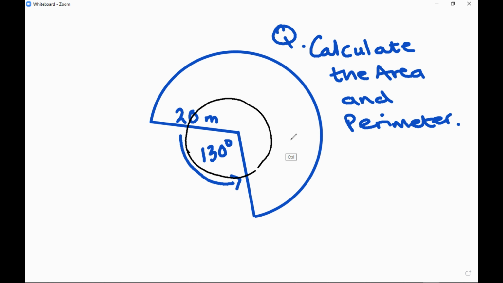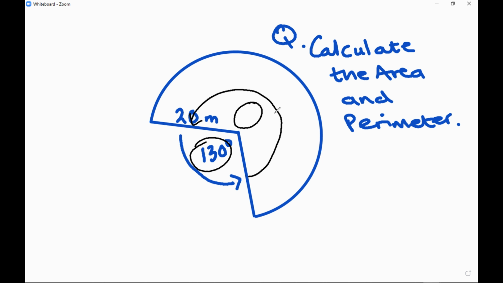Let's have a look at this now. Angles around a point add up to 360. So what will this angle be? If this is 130 and this is something and they both add up to 360, this angle has to be 230, right? So this fraction is going to be 230 out of 360, which is 23 out of 36. So well done. 23 out of 36.